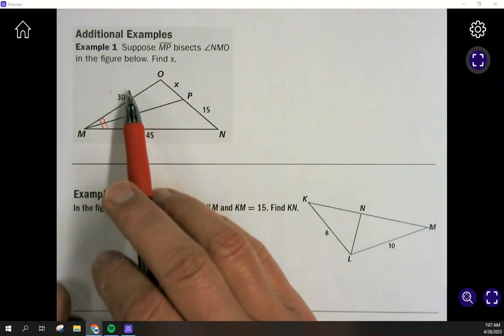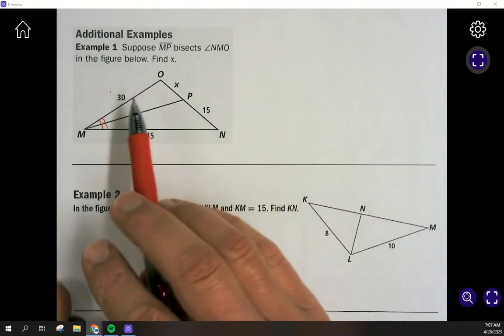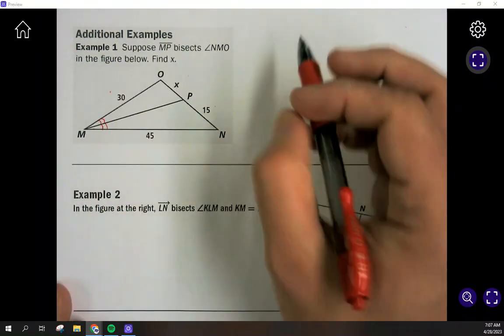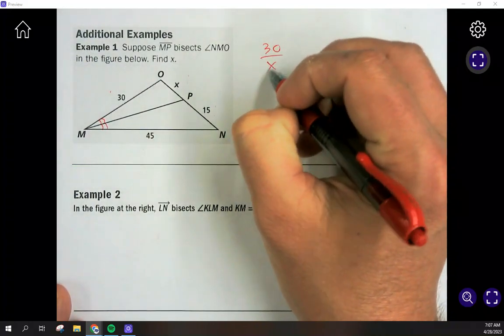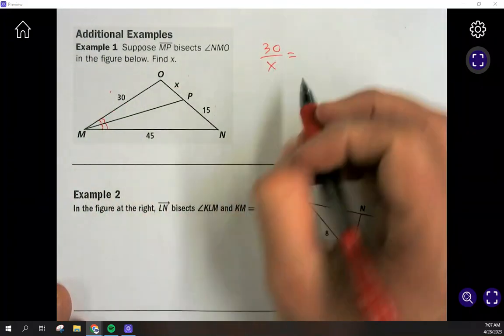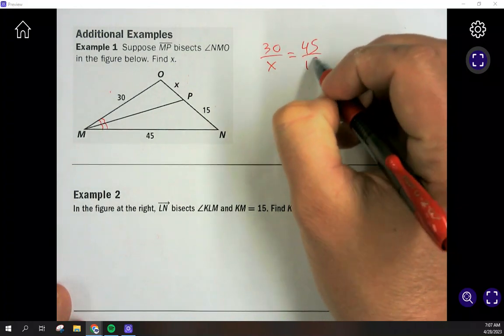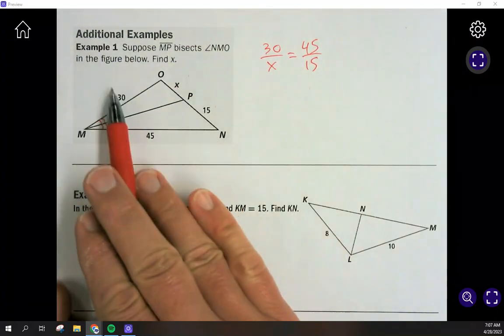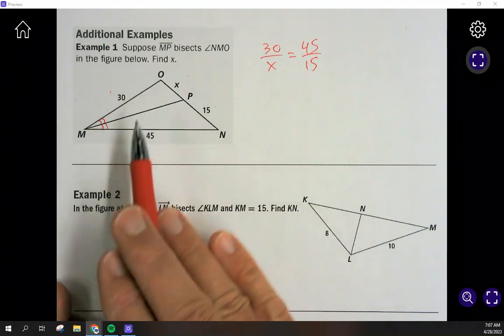A couple ways to set it up. You could do the matching adjacent side with the opposite side. So you could do 30 over x compares the same way 45 compares to 15. Notice I didn't just go around in a circle. You need to be consistent, left to right, left to right.